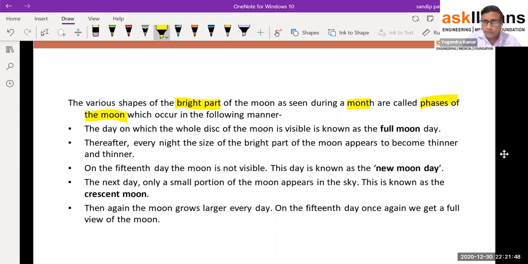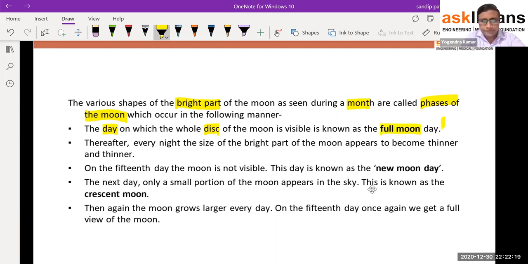They could ask what the phases of the moon are. You can say the various shapes of the bright part of the moon as seen during the whole month are called phases of the moon. When we say there is a full moon, it means you can see the whole disk. We cannot see that daily, right? On a particular day, we can see the whole moon, and we call this the full moon.